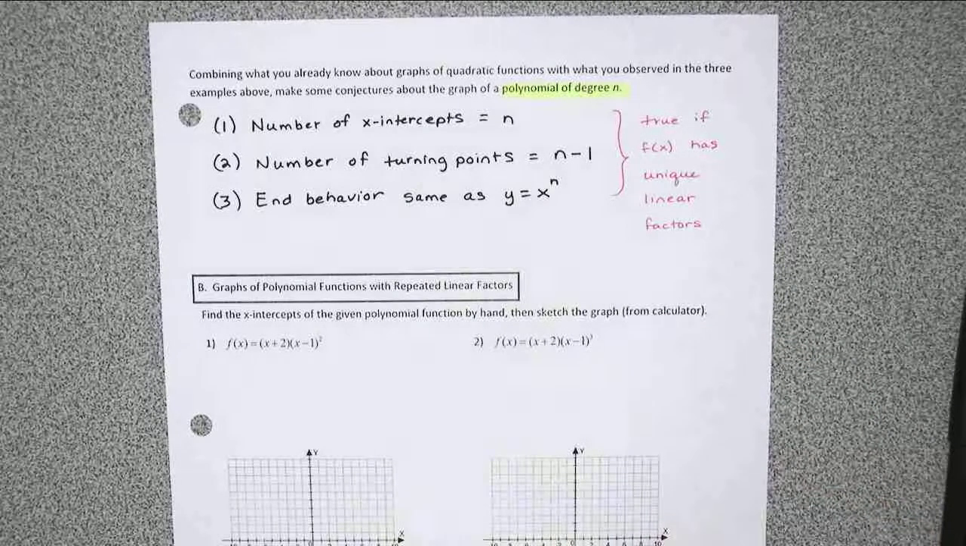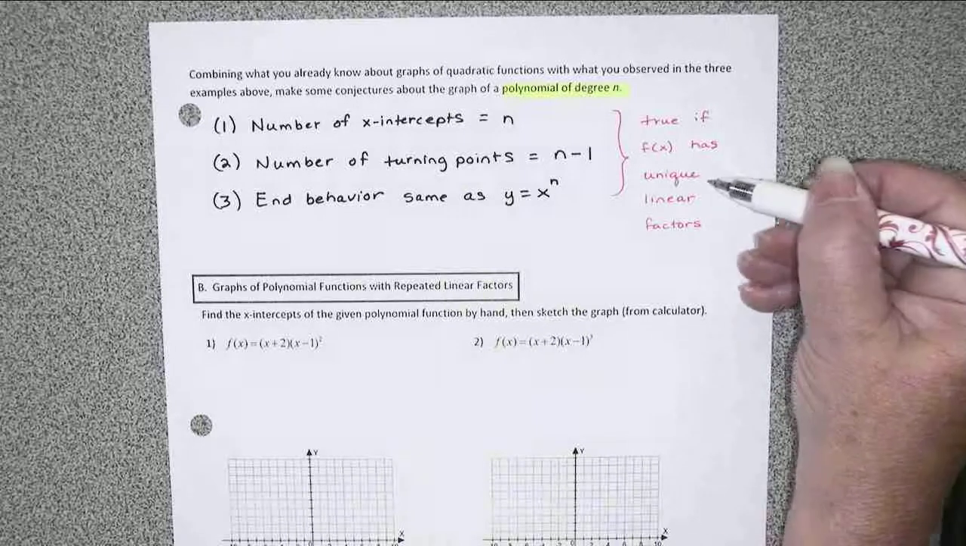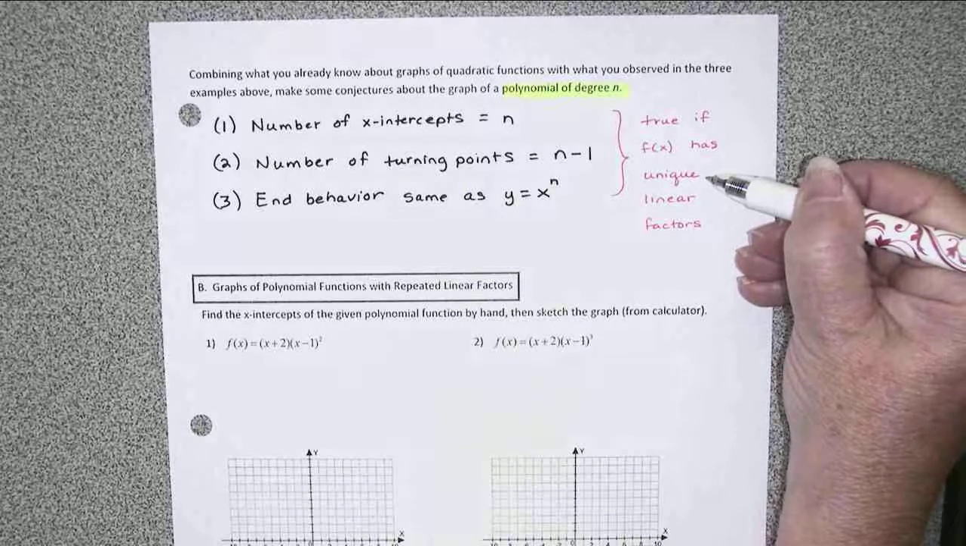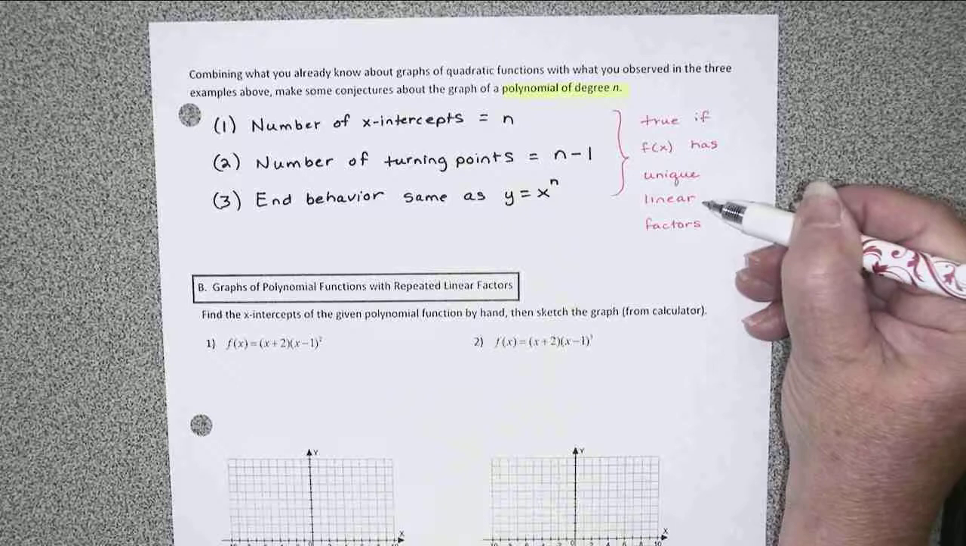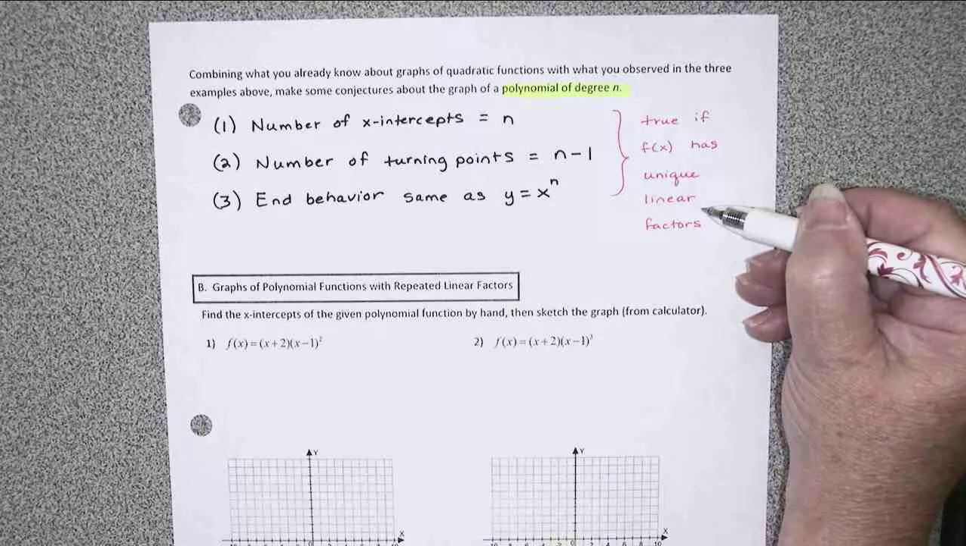Right? We're going to see in the next few sections how those results stay the same or potentially get modified when I start to have repeated factors, factors with more than a multiplicity 1, or nonlinear factors. We'll see how our graphs react.